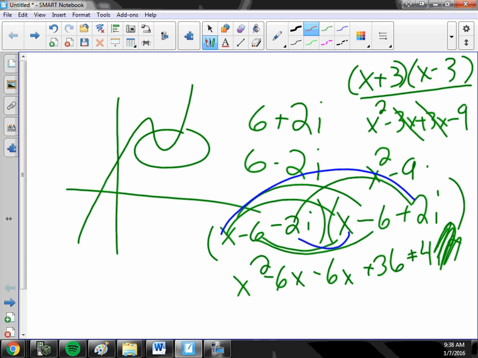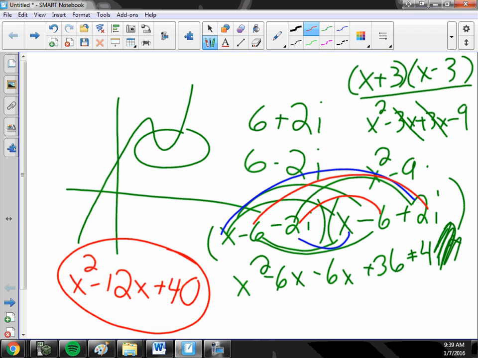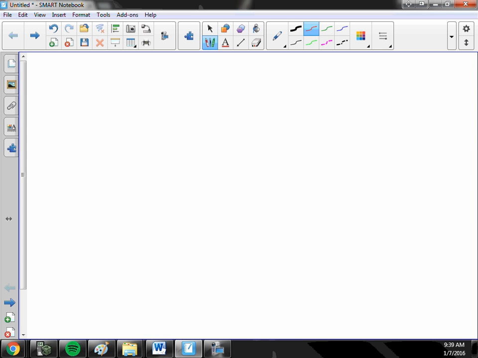Likewise, I skipped this and that. And those are going to multiply and be opposites and cancel anyway. So if your imaginary roots are conjugates, when you multiply the factors together, all of the i's go away, including the i squared. And so you end up with x squared minus 12x plus 40. And this is a quadratic equation that has 2 imaginary roots. So if you know one imaginary root, it's really easy to find the other one. Okay? The other thing you need to remember is how to factor difference of squares and sum of squares.